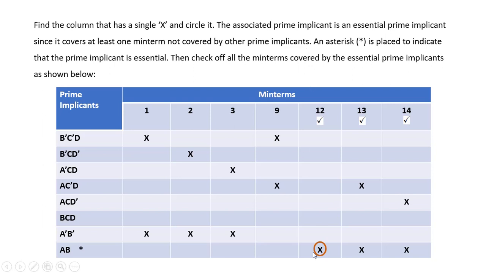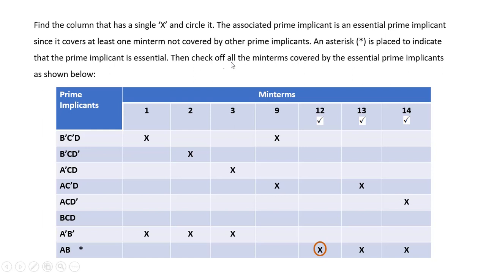That means this 12th minterm is covered only by this prime implicant, which is AB. So this AB is an essential prime implicant. An asterisk is placed to indicate that the prime implicant is essential. So we have placed an asterisk in the prime implicant chart.